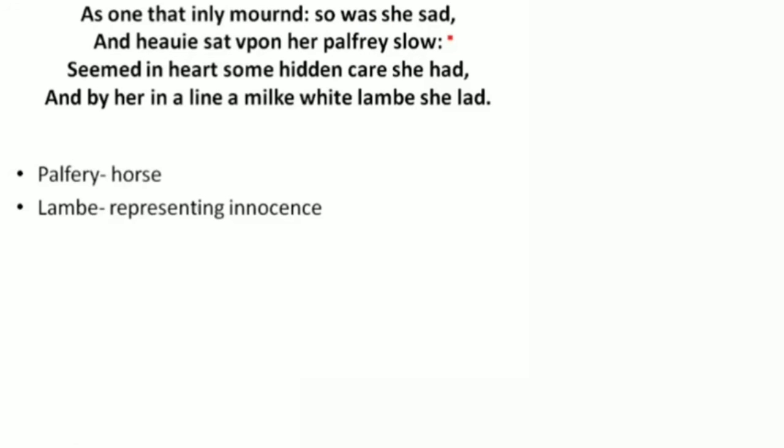And heavy sat upon her palfrey slow. Palfrey is the small horse. Heavy, with that heavy heart she sat upon her palfrey, which was riding very slowly, seemed in heart some hidden care she had. It seemed that she had certain issue, some matter in her heart that she had not disclosed to anyone, and by her in a line a milk-white lamb she had. So she also had a lamb whose color was milk-white, and she was carrying the line, the robe of that lamb.